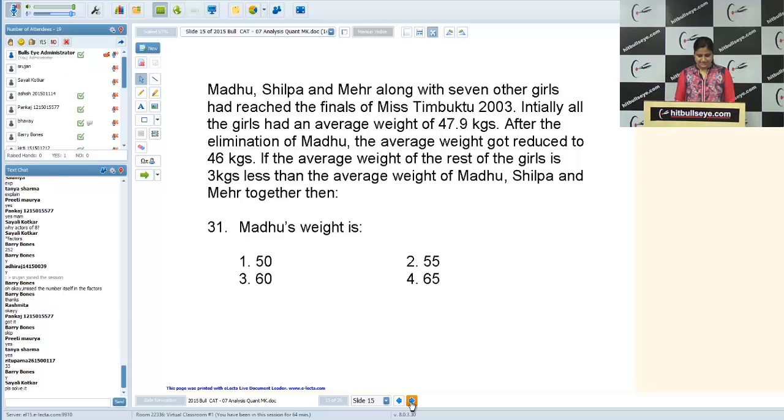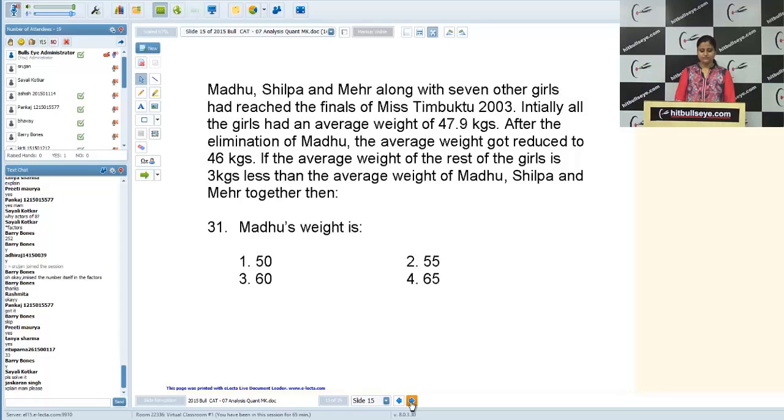You got that? Say Ali, it says Madhu, Shilpa and Meher along with 7 other girls had reached the final of Miss Timbuktu 2003. Initially, all the girls had an average weight of 47.9 kgs. So in total there are 10 girls. Out of them, there are 3 girls whose names are given, Madhu, Shilpa and Meher, and the remaining 7 girls. Their average weight is 47.9.